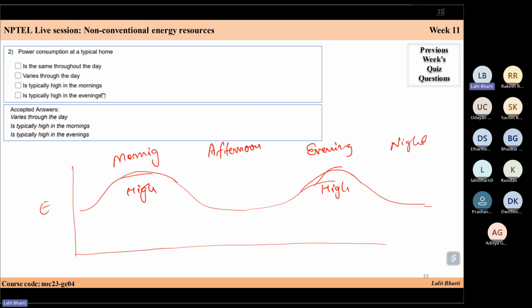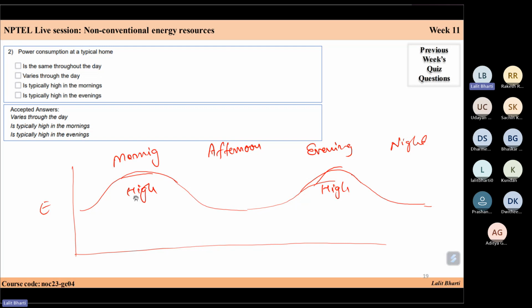Then we have the next question. It says the power consumption at a typical home is the same throughout the day, varies throughout the day, is typically high in the morning, or typically high in the evening. So it is a typical energy flow chart with time. You will get this kind of curve. In the morning your energy consumption will be high. In the afternoon you get some low. In the evening it's again high. At night it is again low.